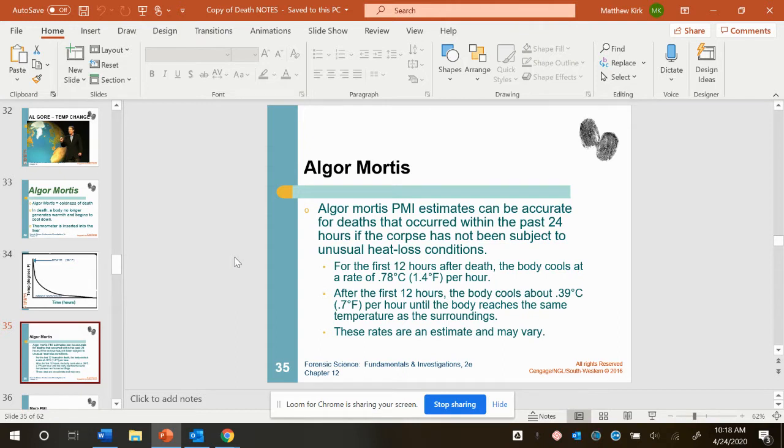But again, you have to keep in mind that for the most part, this is just one piece of the puzzle. As we'll see in the coming days, we might combine the Algor Mortis rate with rigor mortis information or the livor mortis discoloring information to get a better PMI. This is just part of it. So let's try some of these together.